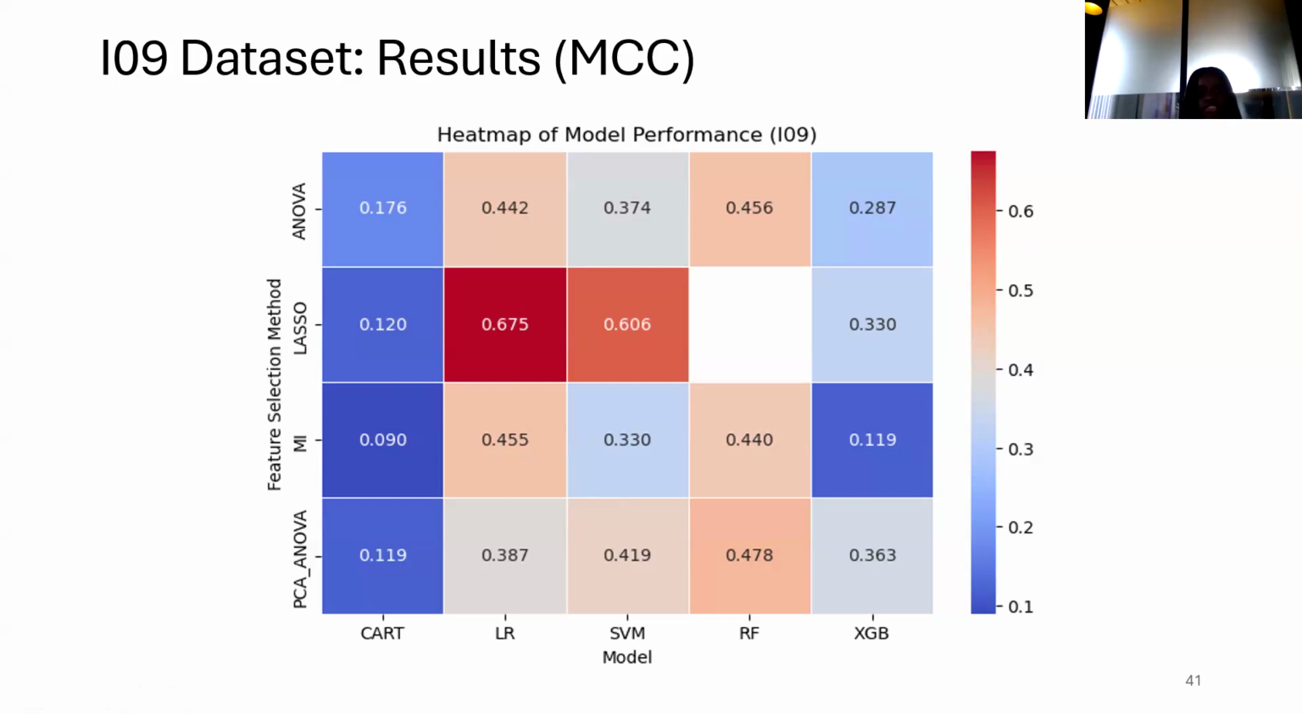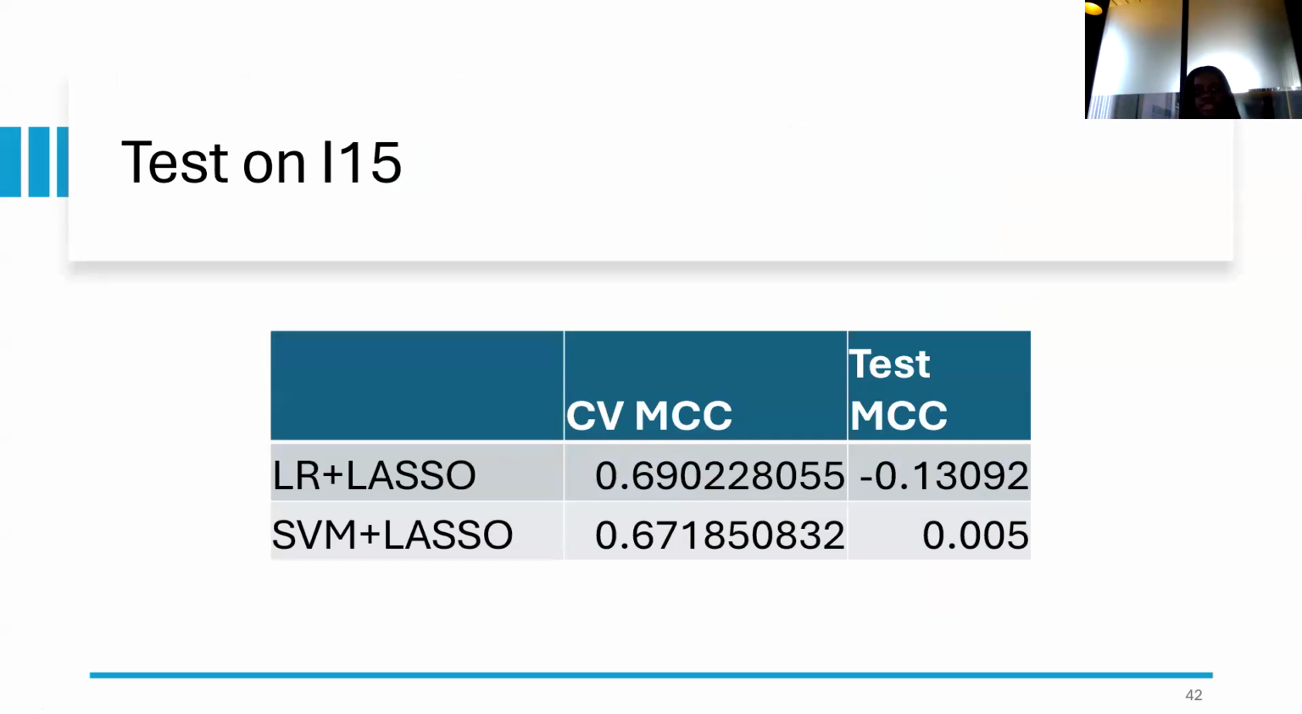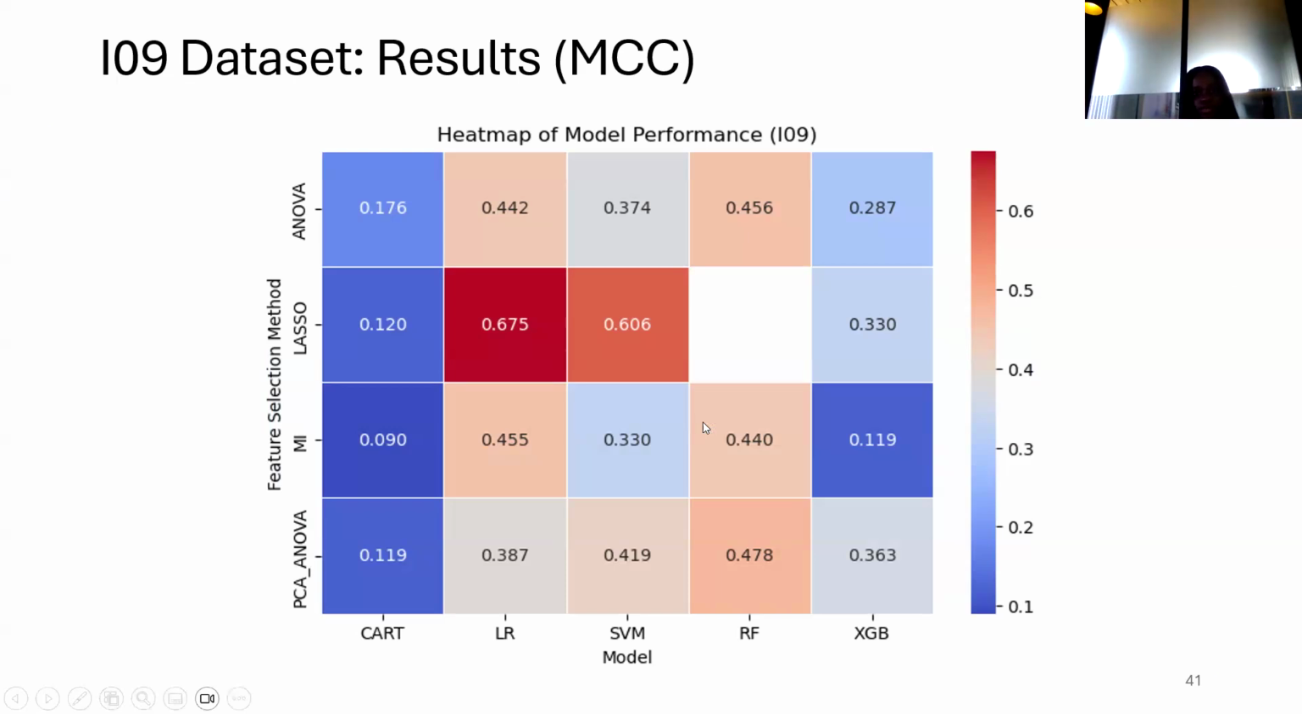After I got all of this data, I picked out the specific models from each of these. So we would have a model that is CART and ANOVA, and another model would be logistic regression and ANOVA, that could be used. I went and tested it on another data set, the I-15 data set. And you can see here that the MCC is not that good, it's all around 0. This means the cross-validation MCC, the same as this one. This was the cross-validation MCC of the IO9 data set.